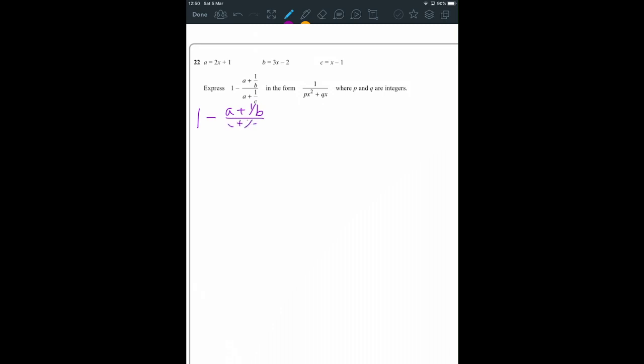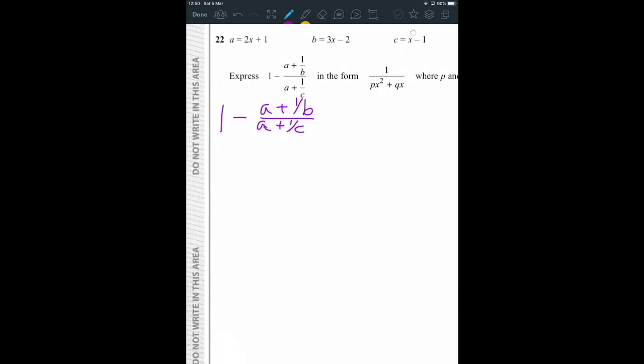So this is the expression we're trying to deal with. We do not like having fractions in fractions. If we can help it, we should avoid it. So I'm going to multiply top and bottom of this fraction by BC, and that's going to get rid of all of the fractional parts. So I still have my 1 minus, and then ABC plus C, the B cancelled, over ABC plus B, the C cancelled. Well, now I have two fractions.